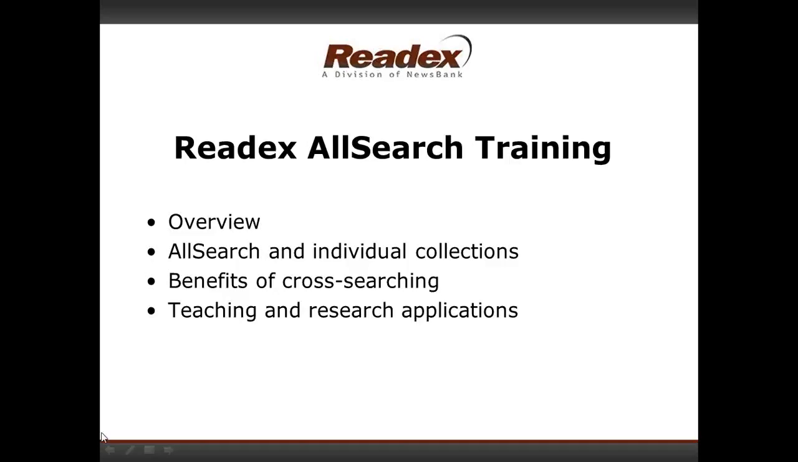Many of you know Readex as a major publisher of primary sources, like the Archive of Americana, which includes America's historical newspapers, America's historical imprints, and more. Readex also now offers major collections of government documents and newspapers published around the world. Together, these historical collections contain a large variety of document types. You'll find books, broadsides, pamphlets, newspapers, government documents, and other types of documents.